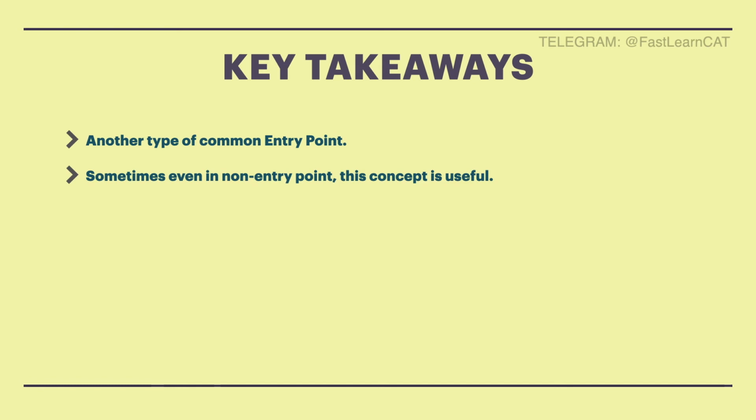So we have seen in the first two videos of this series that the entry point of a numerical LR set lies in a constraint, a hidden constraint, for example in maxima or minima. So this is another common type of constraint, that a solution has to be integral. This was the first key takeaway. Now the second key takeaway is that sometimes even in a non-entry point way, this trick comes handy. We will see it in action in future videos.